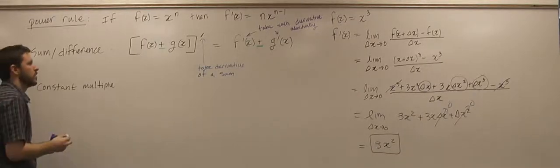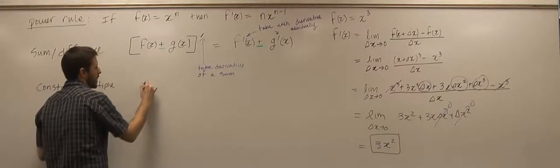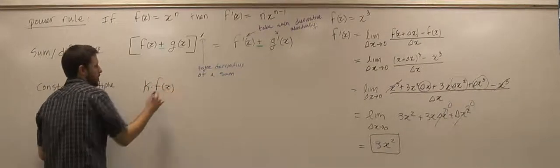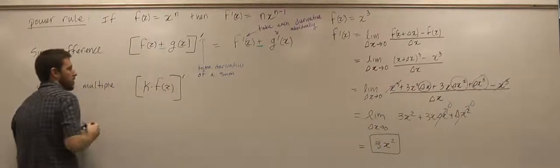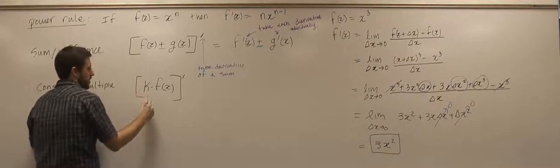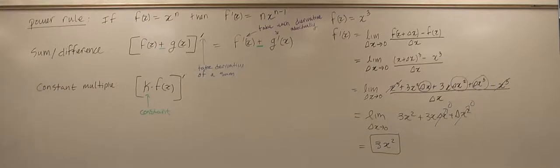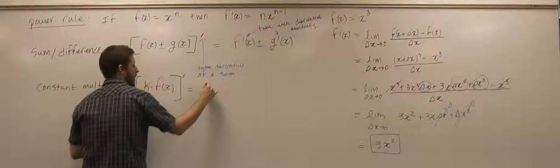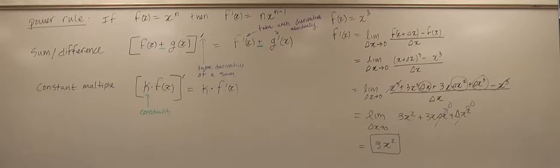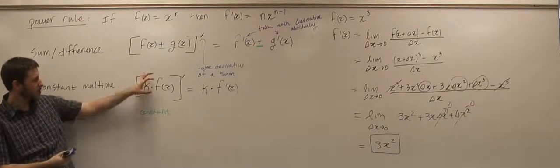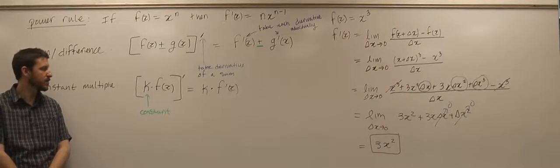Constant multiple rule. If you have a constant multiple, so not a variable multiple, if you have something like k times a function, and you want to do the derivative of that whole thing, so where this guy's a constant, not a variable, it's got no x in it. That's the same thing as just taking a constant times f prime. So one way I think of that is that constants being multiplied can get pulled out of the derivative.